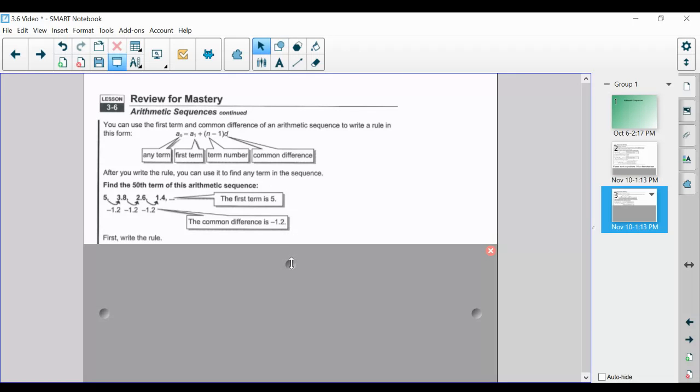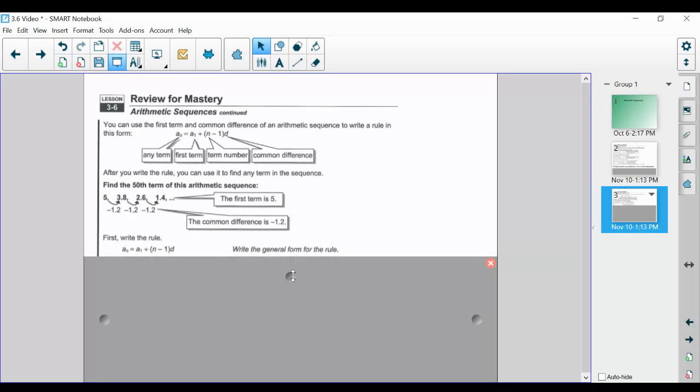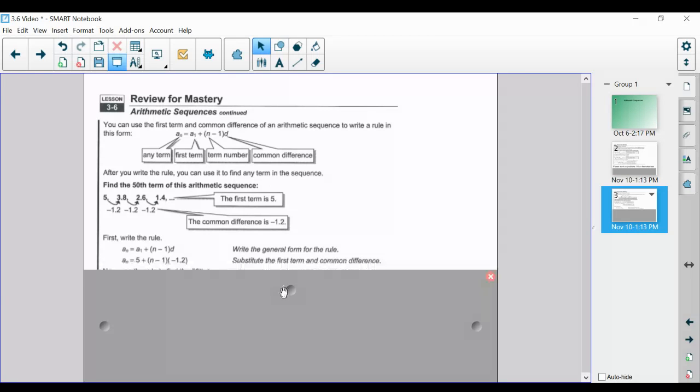So we're going to first write out the rule, which is, again, the general form of it. a sub n, representing the number term we're trying to find, is equal to a sub 1, that first term, plus n minus 1, n being the number term we're trying to find, take away 1, times that common difference. We know that 5 is going to be the first term. That gets filled in for a sub 1. We then have n minus 1 times the difference. Our difference is negative 1.2.